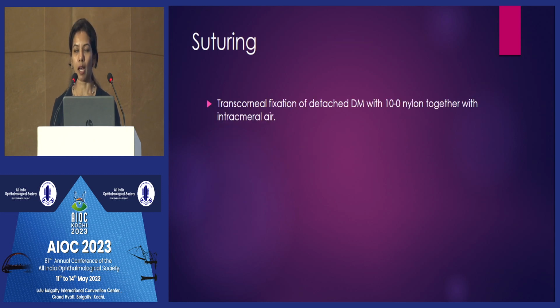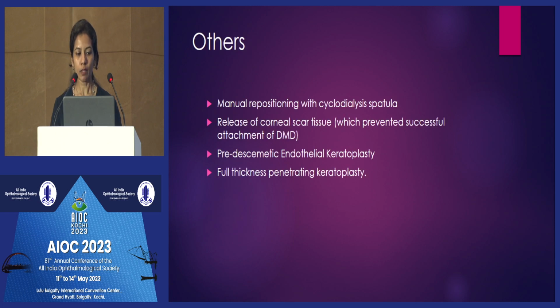Suturing, some of them have done a transcorneal fixation of a detached DM. In cases where we feel that multiple air injections have been done and we still feel the DM is not attaching, you could do a suture, but you'll have to be very careful about handling the DM at those places. And the other techniques are manual repositioning with a spatula. Then the scar, like I told you, how to prevent, you release it, and then you attach the DM.